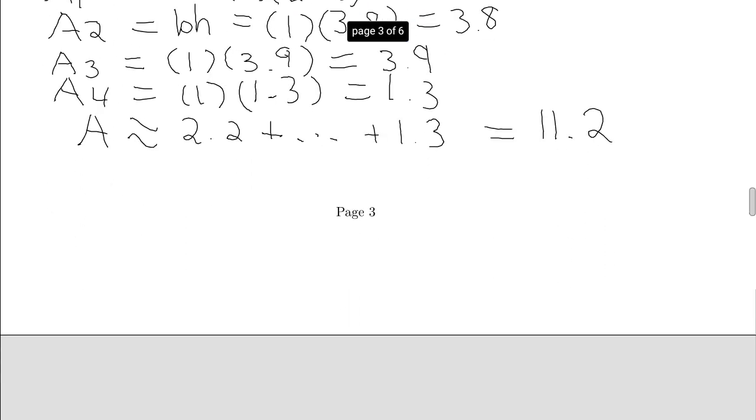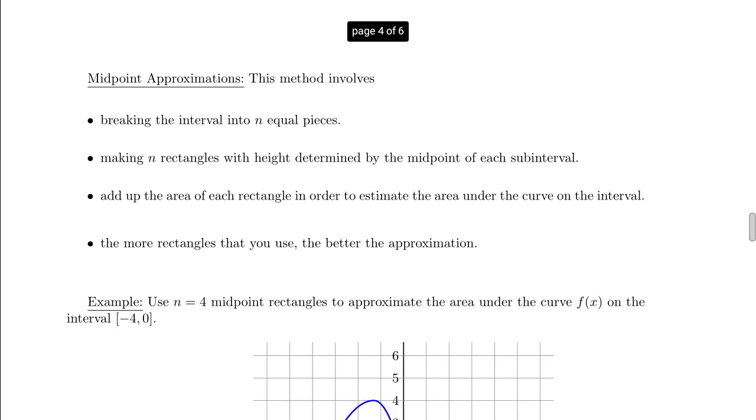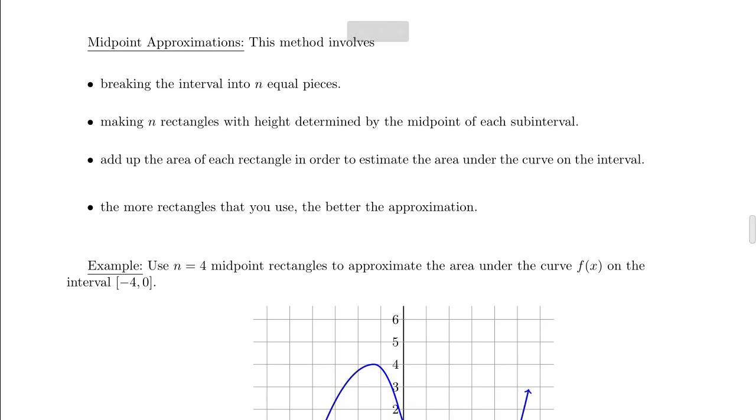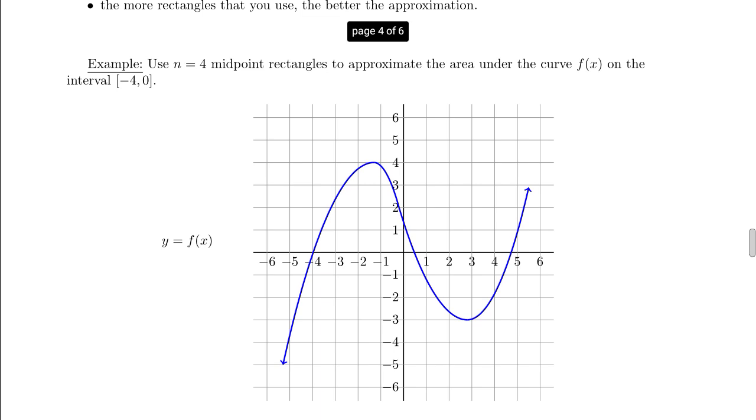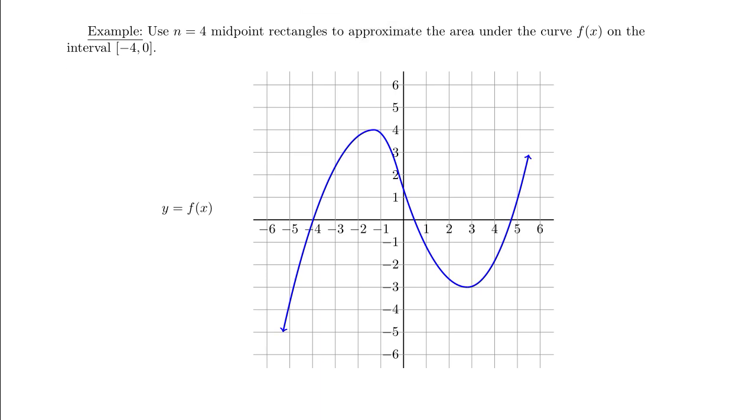Okay, so there's one more method that we use to approximate these rectangle areas, and so the last one is called the midpoint approximation method. And so you can probably guess already what this is going to be. So in the midpoint approximation method, same exact procedure, except we use the midpoint of each subinterval to give our height of the rectangle. So let's actually work through this example really quickly together.